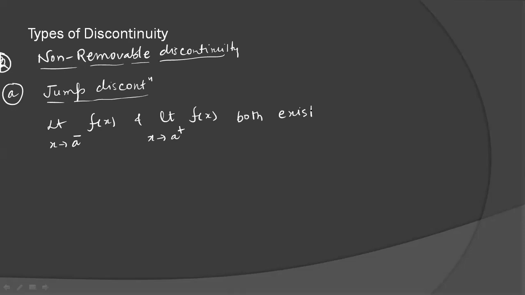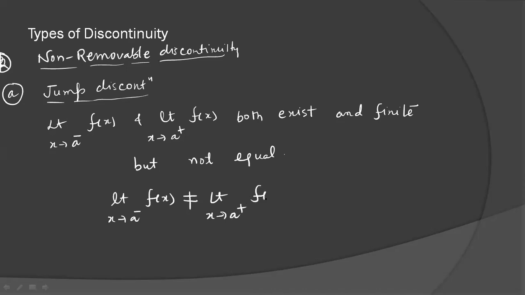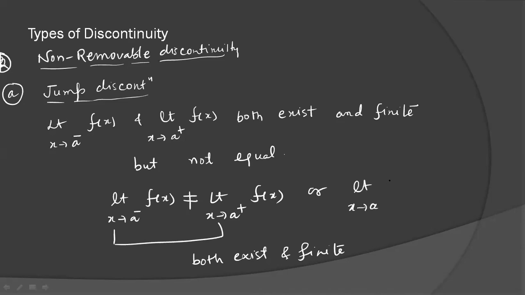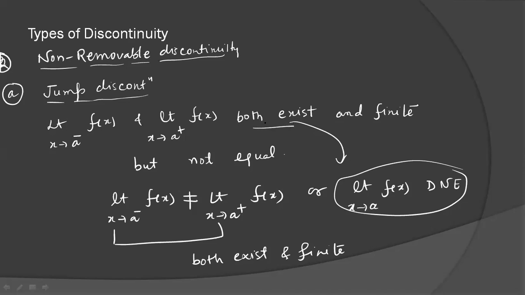Both exist, very good, and finite, but not equal. Means limit x tending to a minus, f of x, is not equal to limit x tending to a plus, f of x. This is called jump discontinuity. Both exist and are finite but not equal. It means the limit does not exist, but it does not exist only in this sense, when both LHL and RHL exist and are finite. So I think there is no need to write this. Only write LHL and RHL both exist and finite but not equal. Then this discontinuity is called jump discontinuity.